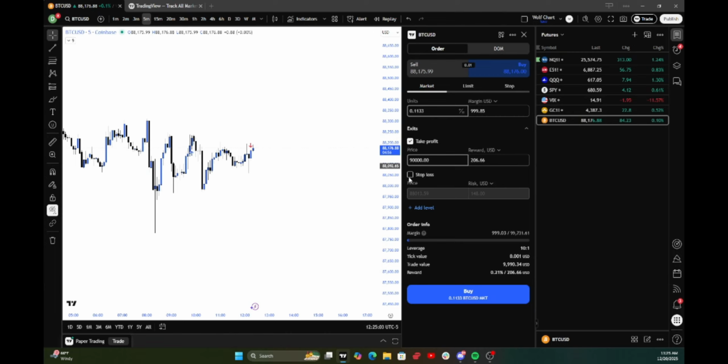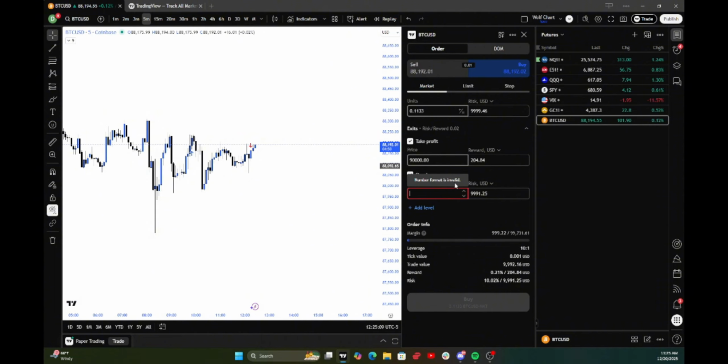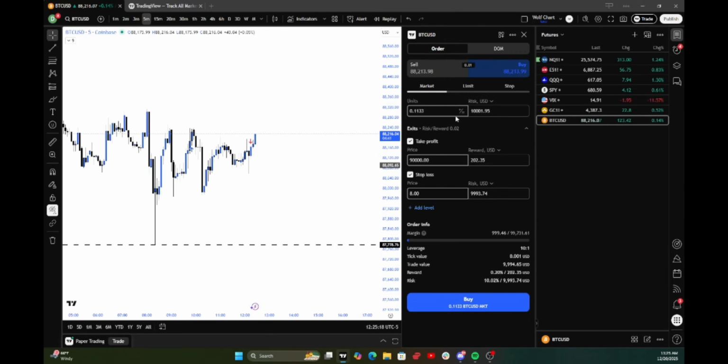And if we wanted to set a stop loss, we could come in and let's say we wanted to set our stop loss at, let's say, 87.7. Let's say this candle low, right? So 87,778.